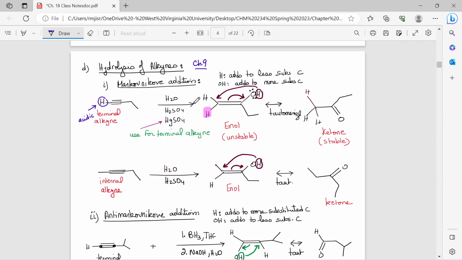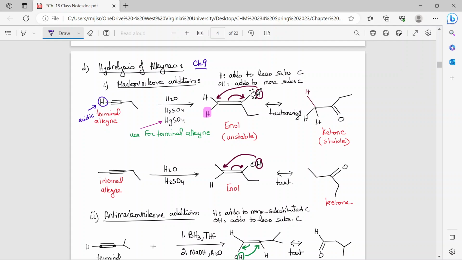So here what you're adding is water according to Markovnikov. Hydrogen will add to the less substituted carbon, and OH will add to the most substituted carbon. So hydrogen will add here and the OH will add there. The addition breaks only one pi bond, so you're going to end up having the other pi bond in there, and you're going to get the enol form.